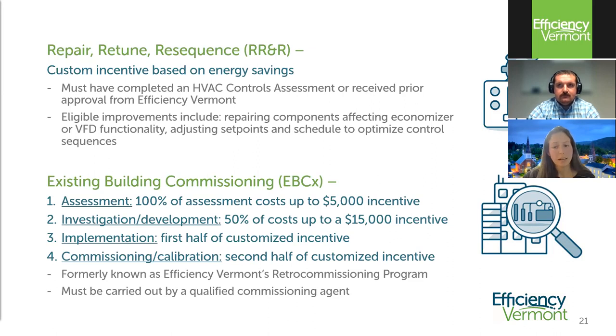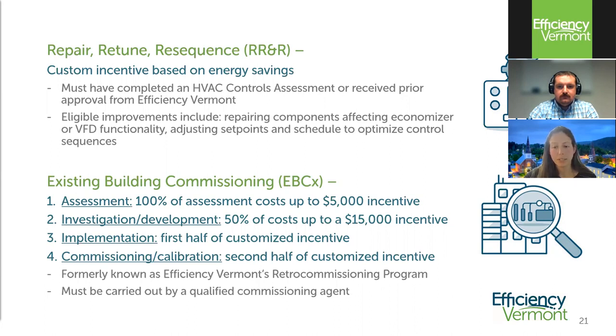So the next step is a deeper investigation into the HVAC control system, which is usually a collaborative effort between the EBCX agent and the controls contractor. And that involves troubleshooting, as well as developing an optimization scope of work and construction documents, like a revised sequence of operation. And the EBCX agent will also use trending and sometimes submetering to quantify energy savings that they anticipate resulting from that scope of work. Efficiency Vermont can cover 50% of the cost of this step, up to $15,000 as an incentive.